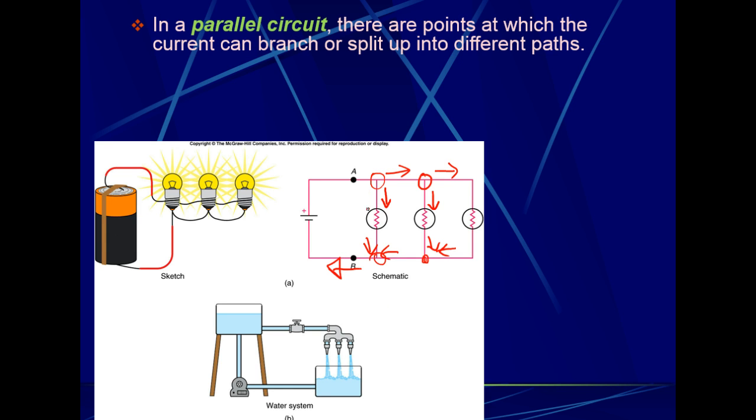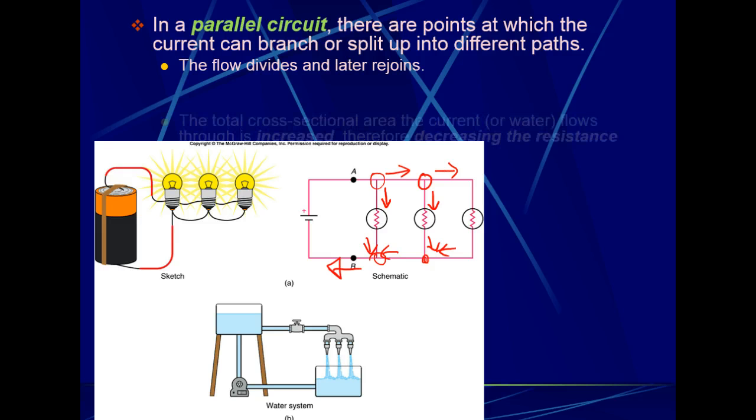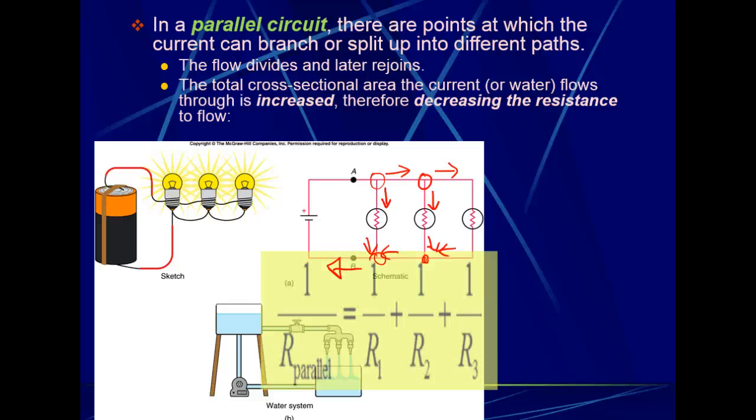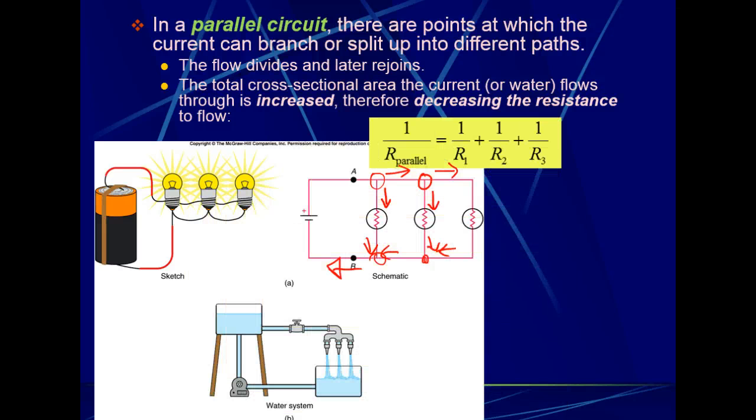So we have a current split. It will then later rejoin. The total cross-sectional area the current flows through is increased, therefore it's going to decrease the resistance. That's like holding multiple straws together to blow through. So we find the equivalent resistance using the inverse of each of the individual resistors. That's going to equal the inverse of the equivalent resistance.